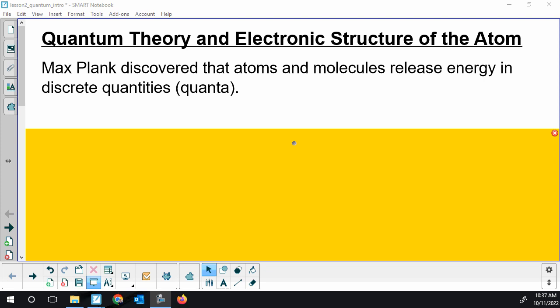Now, Max Planck, a few hundred years ago, realized a relationship between the frequency that was coming from light and how much energy it had. So he discovered that atoms and molecules release energy in distinctive quantities, distinctive chunks, and he measured them. Now, these distinctive chunks are going to be one of the pieces that will lead to quantum theory. So you can't get any particular energy coming out, you get distinctive energies. He called those quanta.